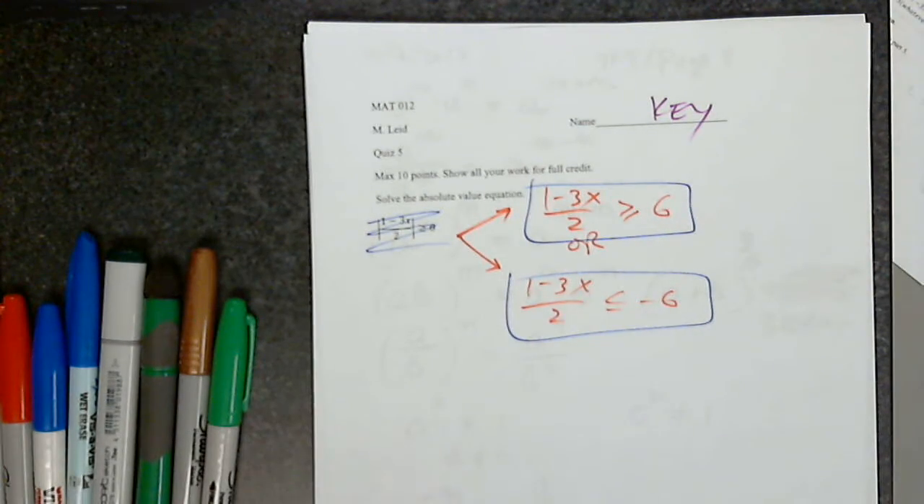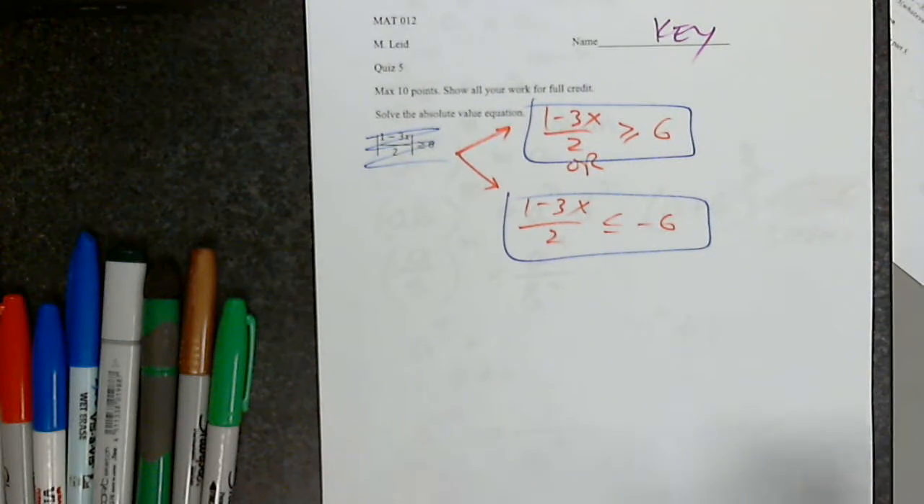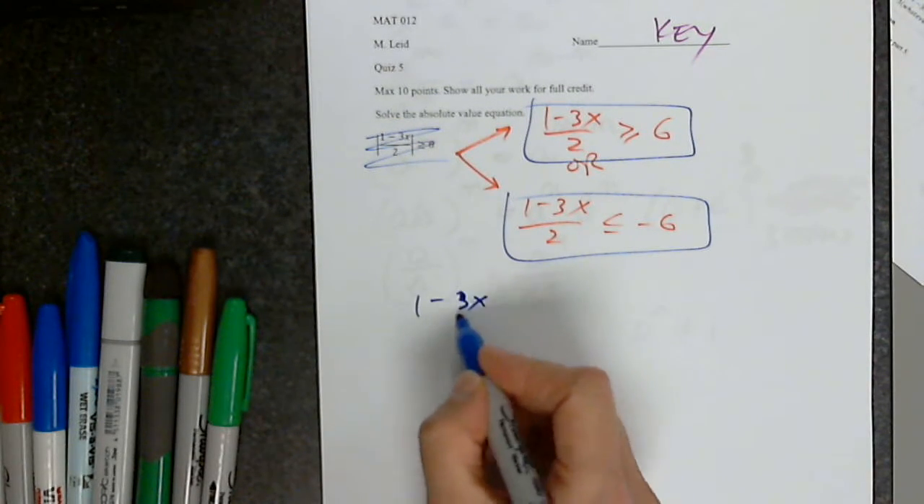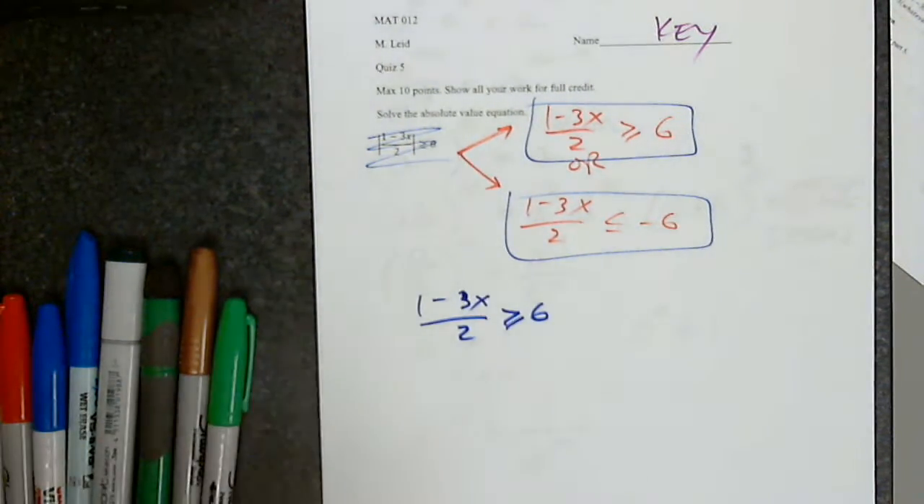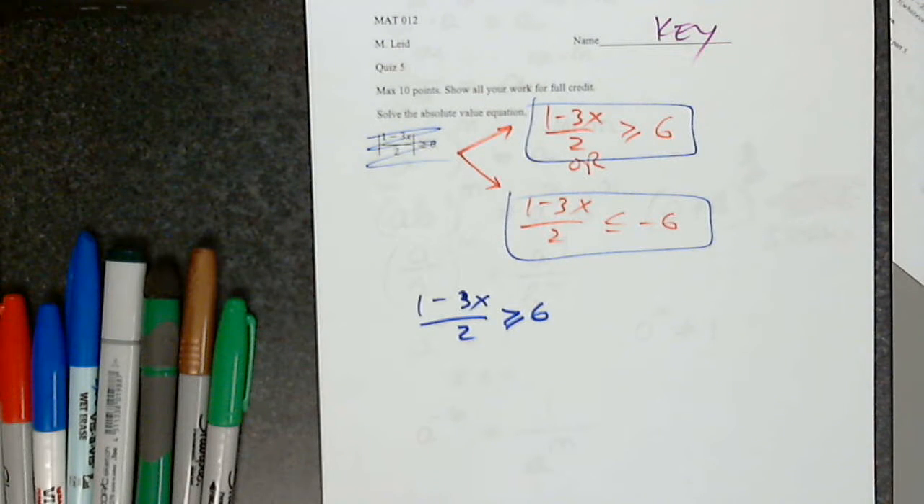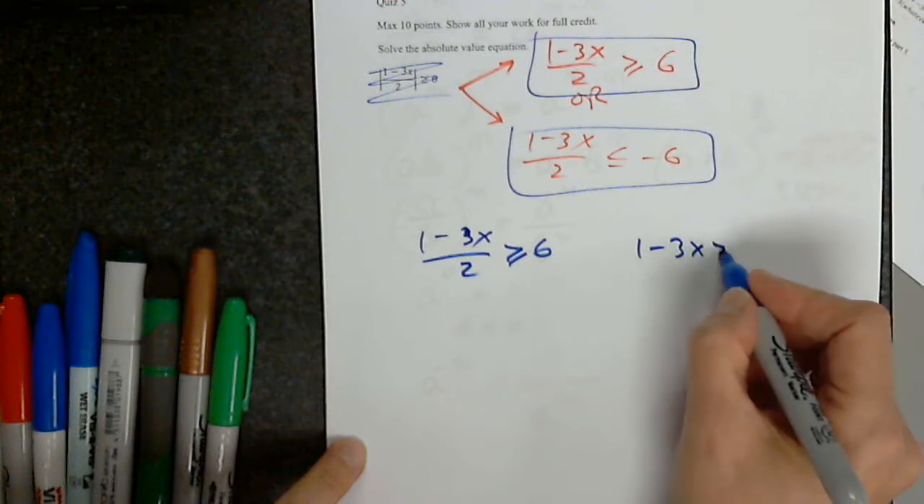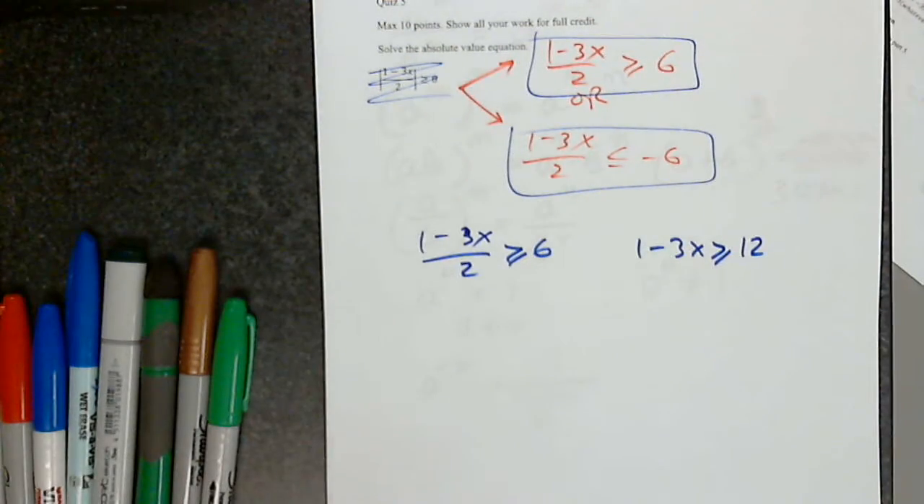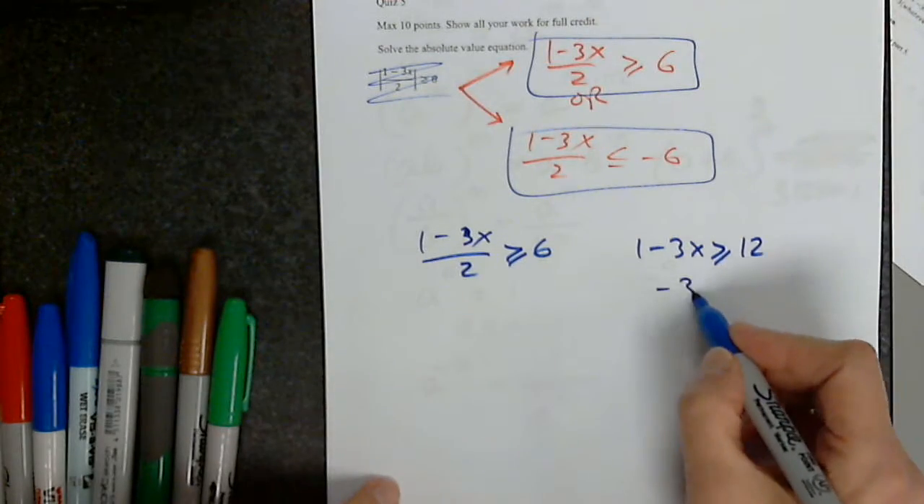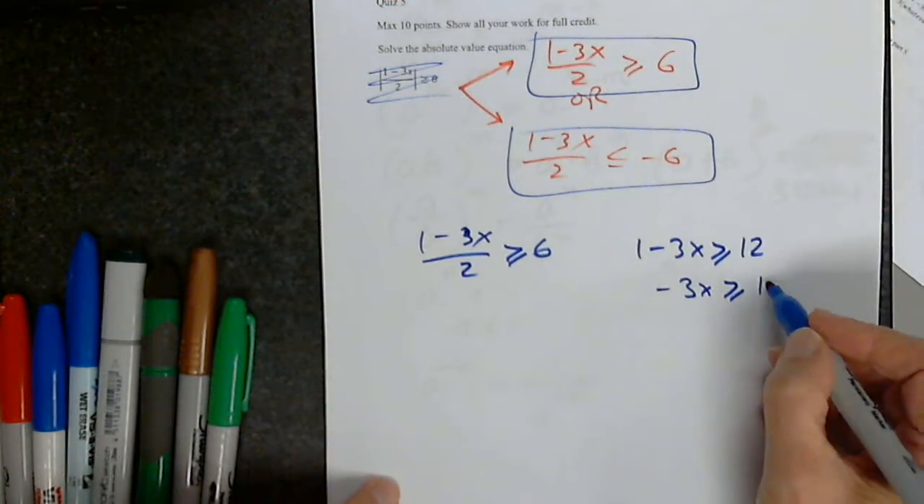So procedure for the top one. So what will I do with 1 minus 3x divided by 2 greater than or equal to 6? What is the first step? Multiply both sides by 2. Excellent. So 1 minus 3x greater than or equal to 12. Next. Very good. Negative 3x greater than or equal to 11.